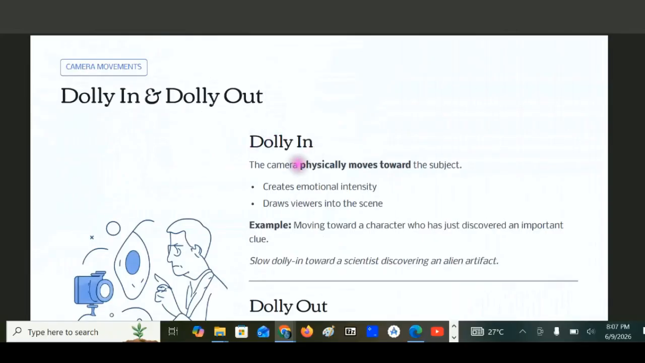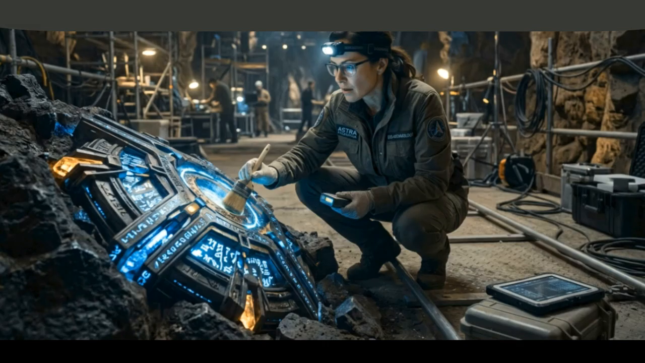Dolly in and dolly out. Dolly in: the camera physically moves toward the subject, creates emotional intensity, and draws viewers into the scene. Example, moving toward a character who has just discovered an important clue. Slow dolly in towards a scientist discovering an alien artifact. So when you are going to use it, this is the way you put it.